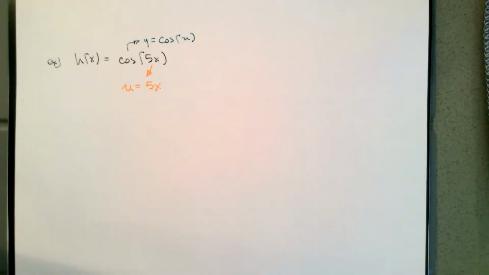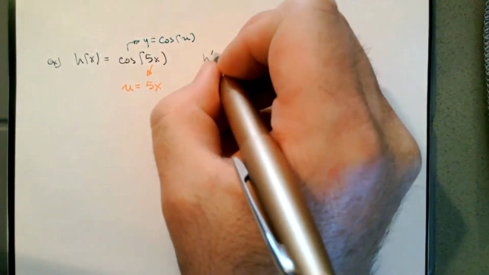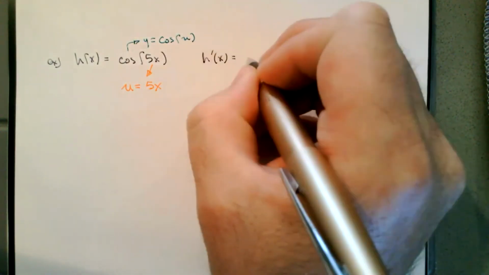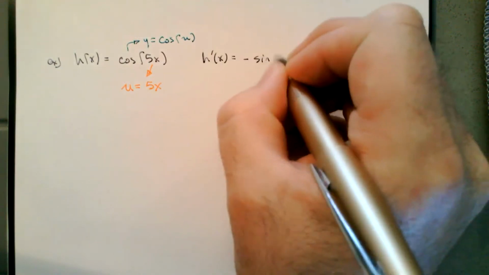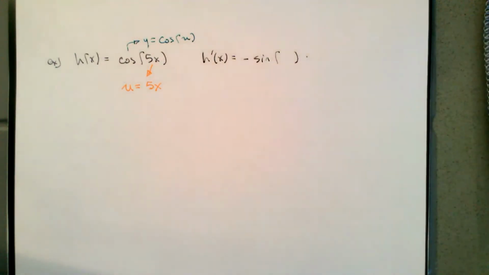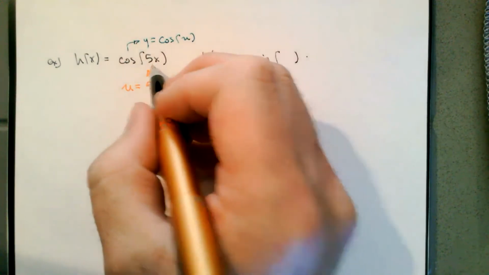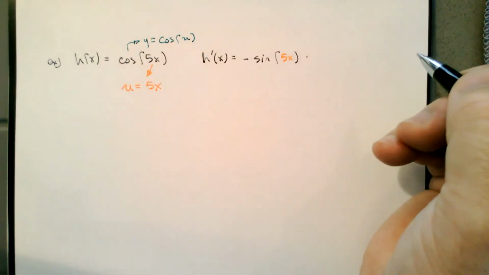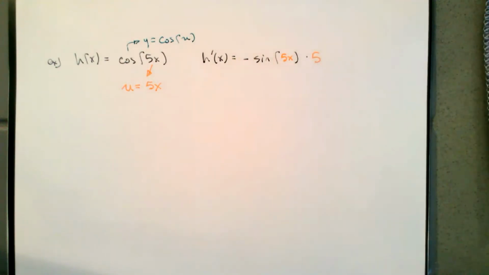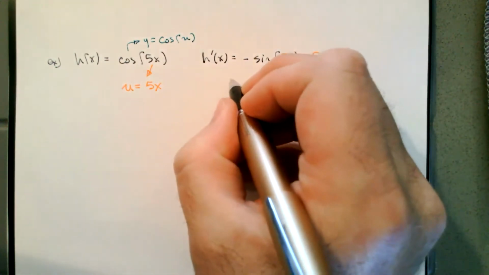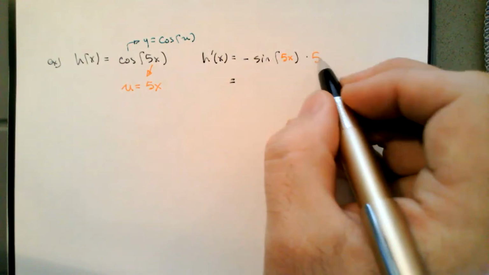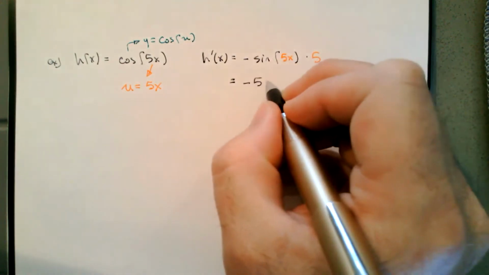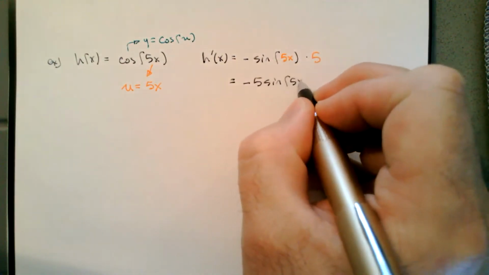So for this function h of x, the derivative of cosine of a thing is negative sine of that thing times the derivative of the thing. So the derivative of cosine of 5x is negative sine of 5x times the derivative of 5x, which is 5. This would be a crazy way to write it with the constants at the end. So I have minus 5 sine 5x.